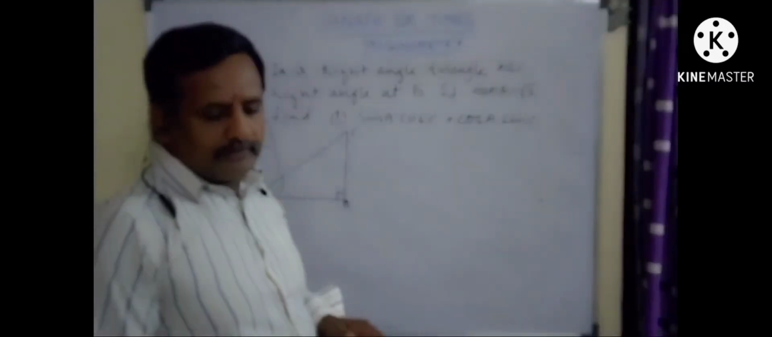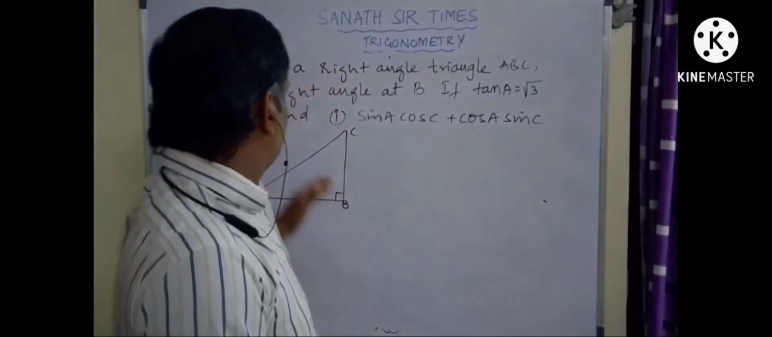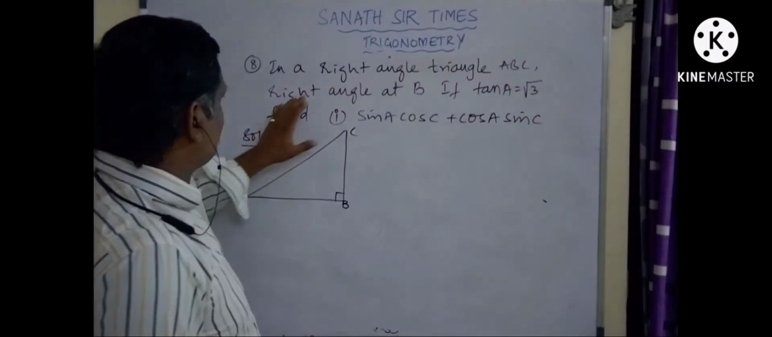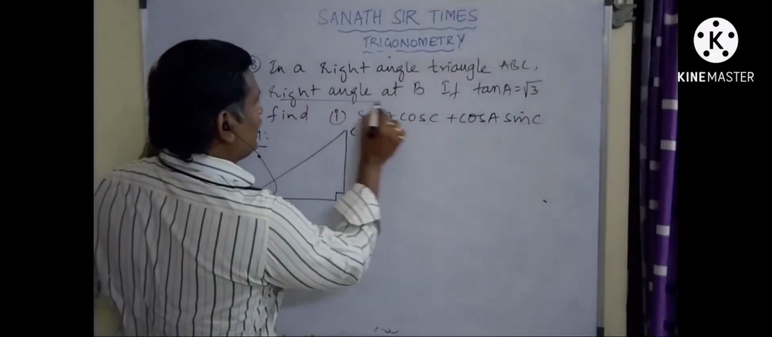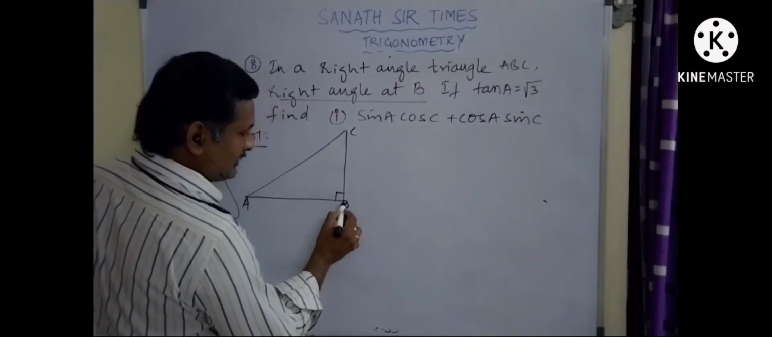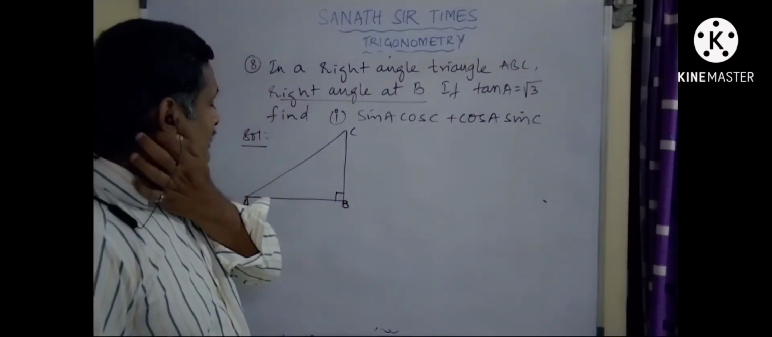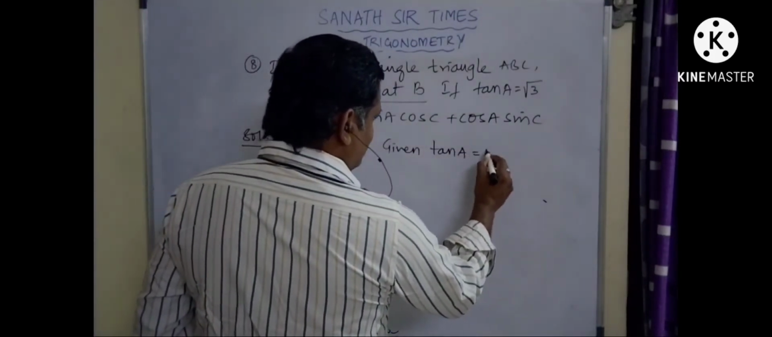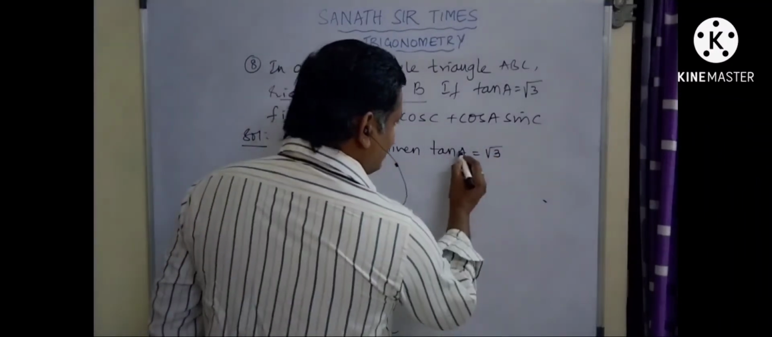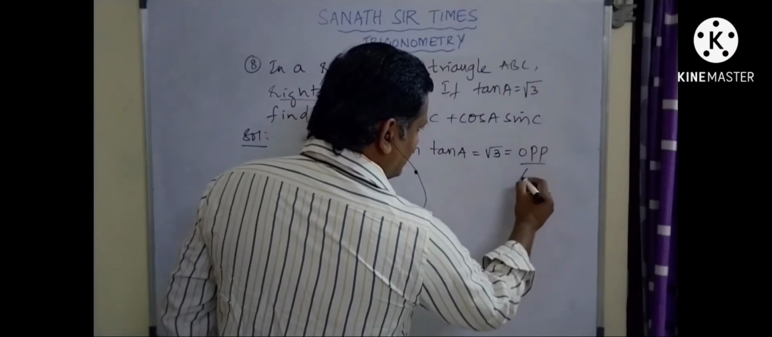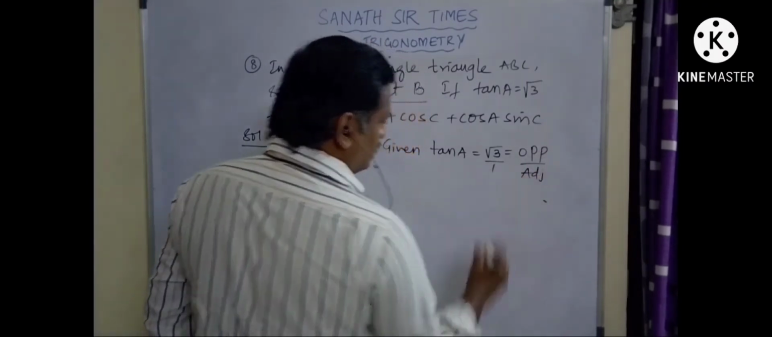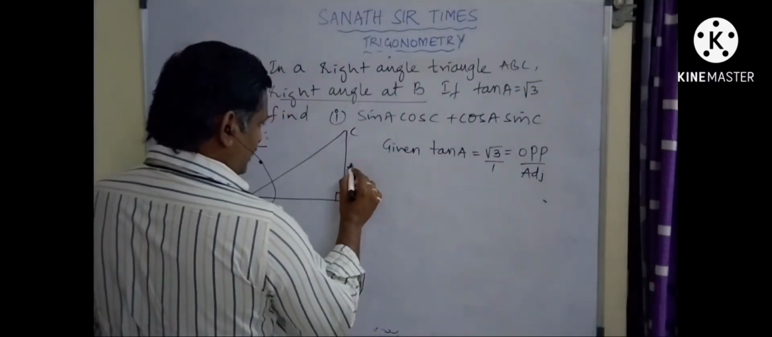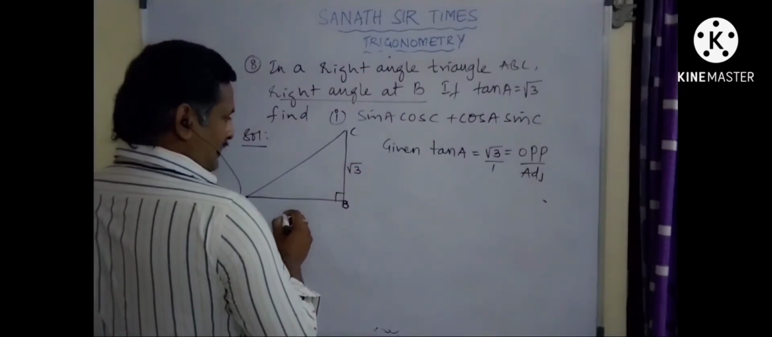So the last question of exercise 11.1, dear children. The question is, in a right angle triangle ABC, right angle at B. He himself has given right angle at B. So for that sake, I am posting the vertex B at right angle. Now what is given to you? He has given you that tan A is equal to root 3. What is tan A? Tan A is opposite side divided by adjacent. Now root 3 I can write as root 3 by 1. So for your sake, tan A is root 3 by 1. So this is root 3 and adjacent side is 1.